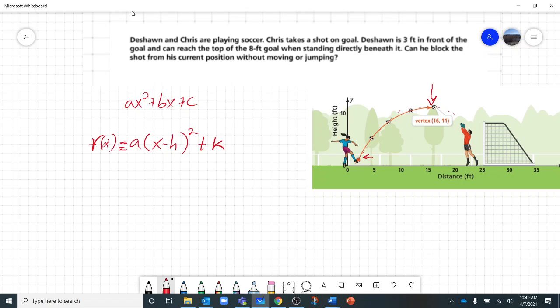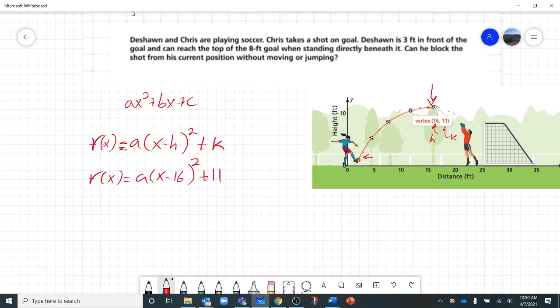So a(x minus h) squared plus k, we'll say that this is f of x. And what we do know, we don't necessarily know a right now, but we do know h and k. We know this is our h value, and this is our k value. h is our x value, k is our y value. So f of x is equal to a times (x minus 16) squared plus 11. And you might notice that this is a negative 16 because it's minus h. h is positive, so we're doing minus a negative number. If it was negative, it would end up being x plus h. It's a little counterintuitive, but just kind of keep that in mind.